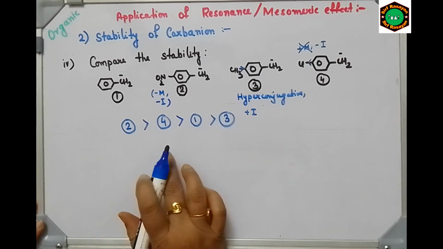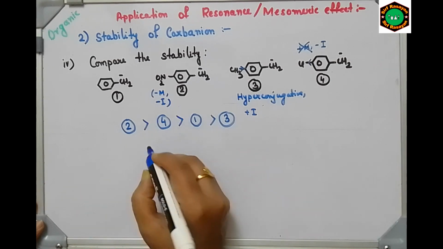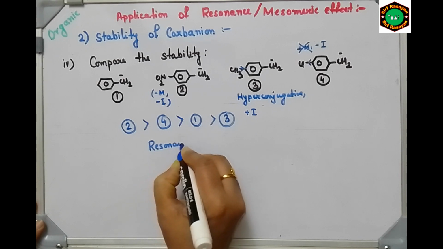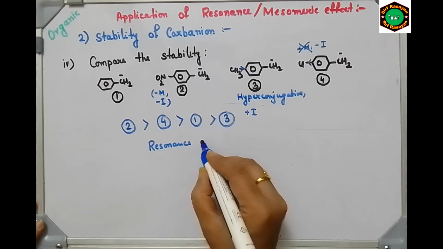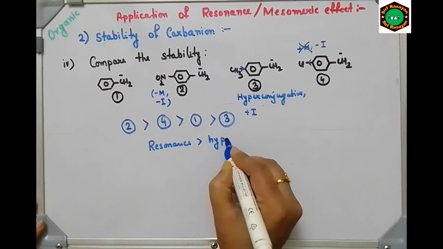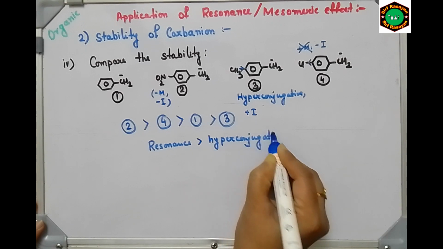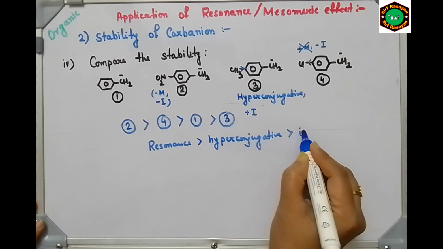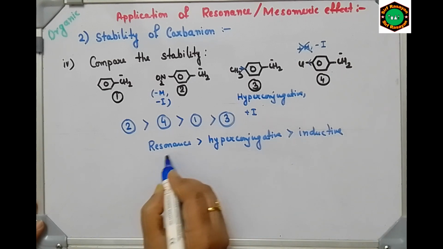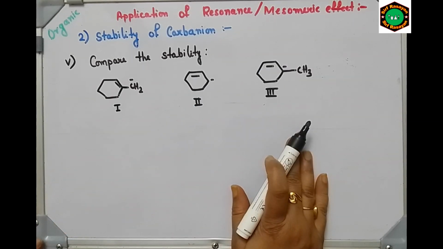So 2, 4, 1, 3. It is decreasing in this direction. And always remember, resonance effect is the most powerful effect, then hyperconjugative effect, and then inductive effect. Just make a note. Now next, compare the stability of these 3 carbanions.